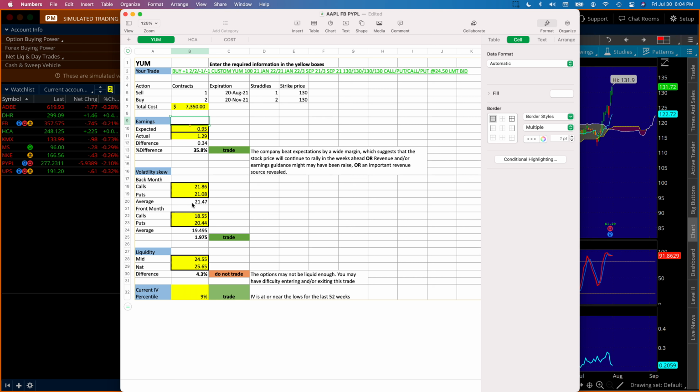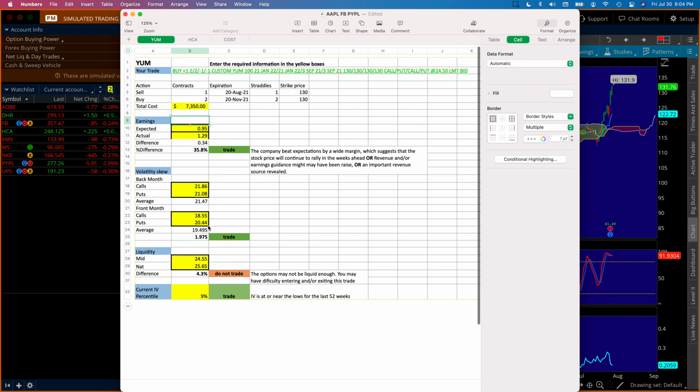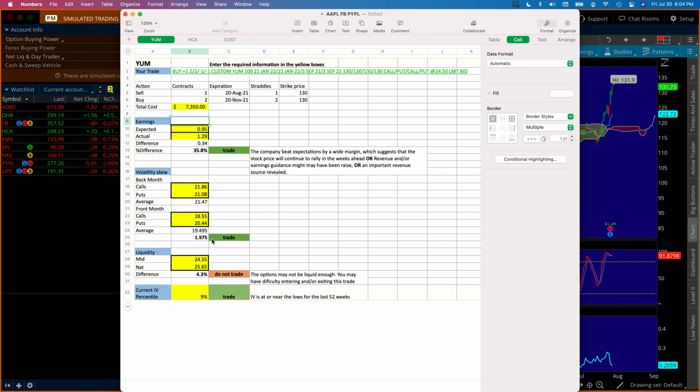Then we have the volatility here. I have the front month volatility versus the, I'm sorry, the back month versus the front month, and then I average the puts and calls for the two time expiration periods, and that gives me an average of 19, 21 and 19. The difference is 1.975. That's acceptable. Any more than 3, and I will be worried that the volatility is not in my favor.